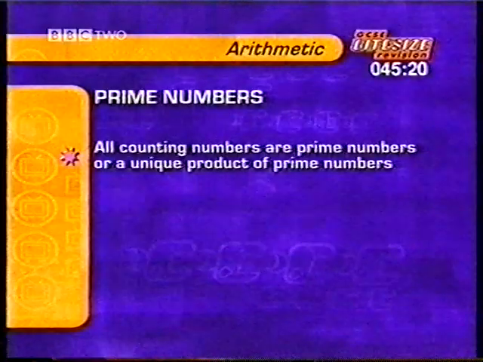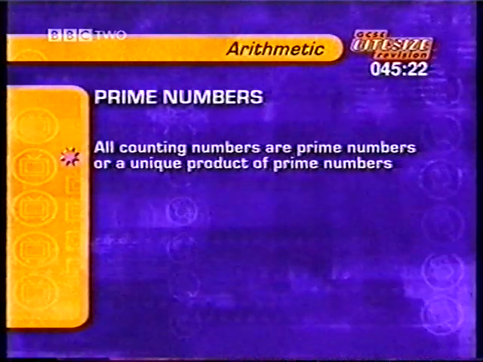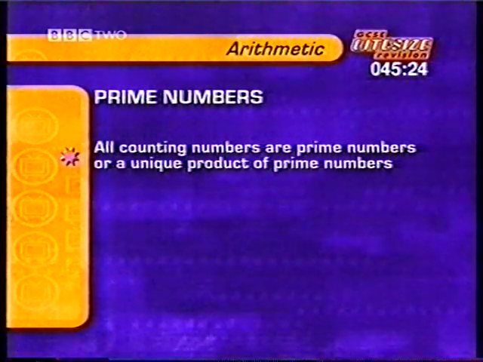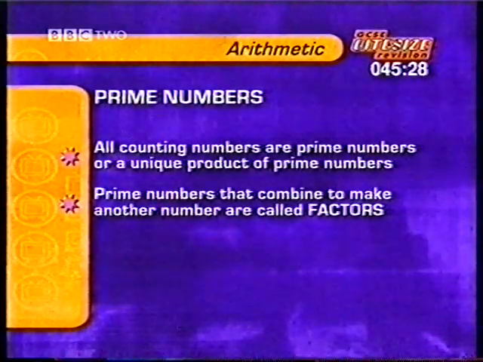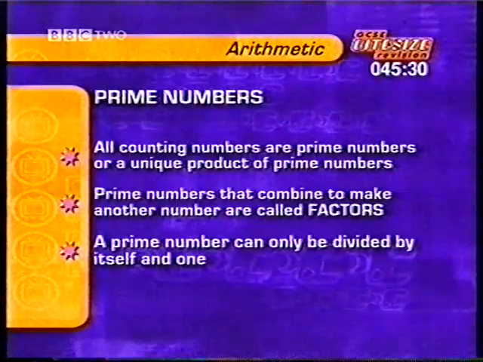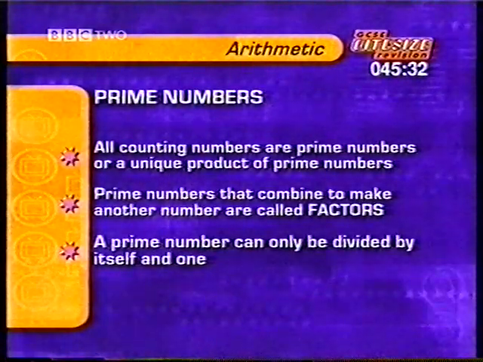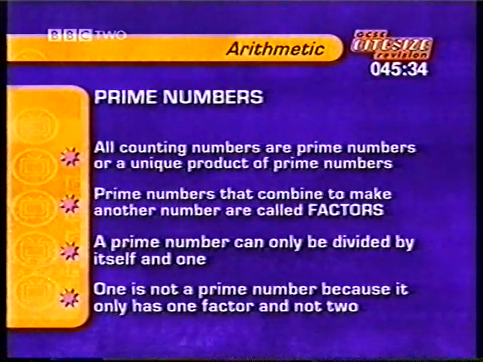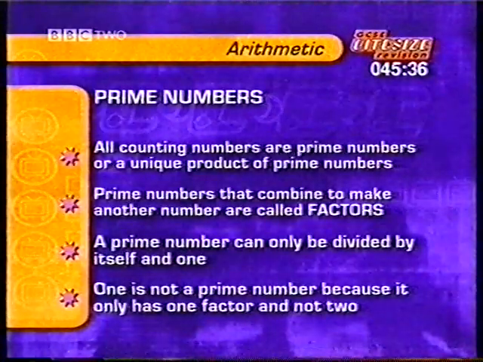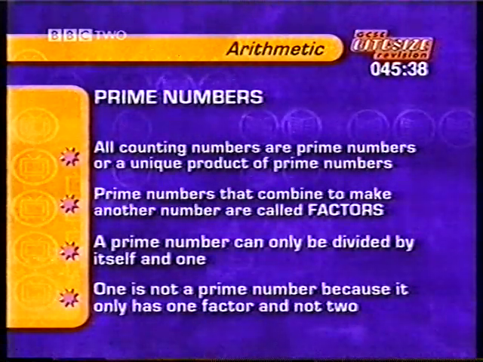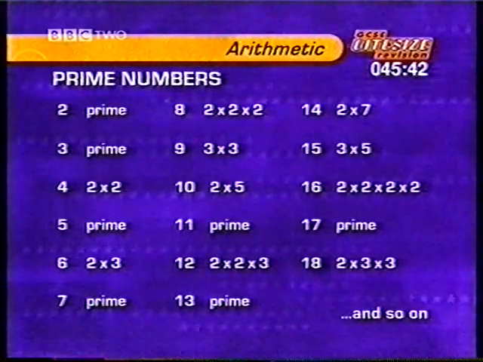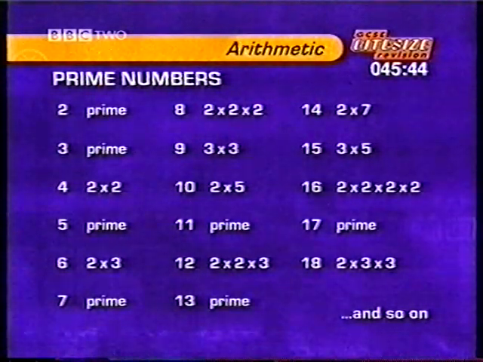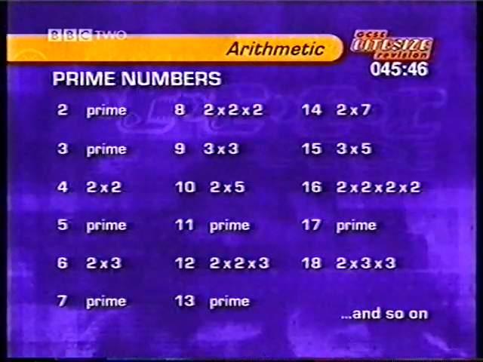All counting numbers are either prime numbers or unique products of other prime numbers. Prime numbers that combine to make another number are called factors. Prime numbers can only be divided by themselves and 1. 1 is not a prime number because it only has one factor and not 2. This list shows how numbers are either primes or the product of primes. That is, they have factors that are primes.